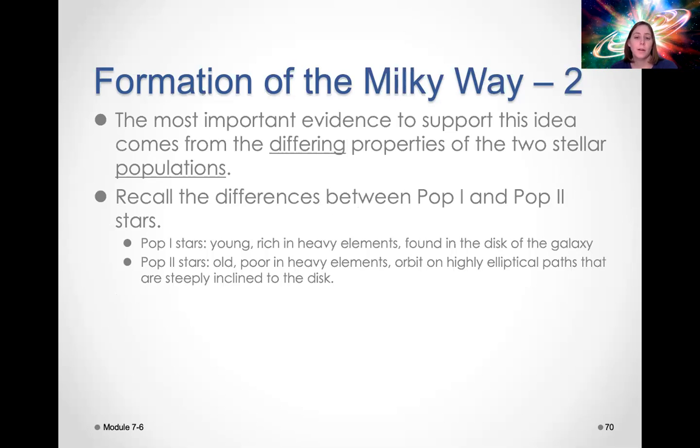The most important evidence to support this idea comes from the differing properties of the two stellar populations. Remember population 1 and population 2 stars that we talked about? Recap, population 1 stars are typically young, rich in heavy elements and found in the disk of the galaxy, whereas population 2 stars are older, they're poor in heavy elements, and they orbit in highly elliptical paths that are steeply inclined to the disk.